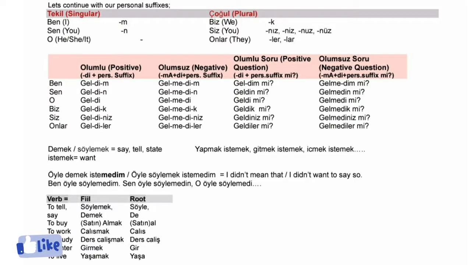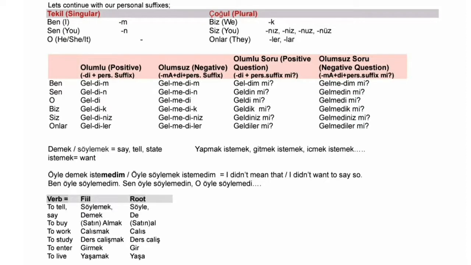Onlar geldiler mi? Geldiler mi? So now let's continue with olumsuz soru. Negative question. Olumsuz soru. Again, we've got our me, ma, and then we are adding the tense di, and then our personal suffix, and then mi, the question suffix.